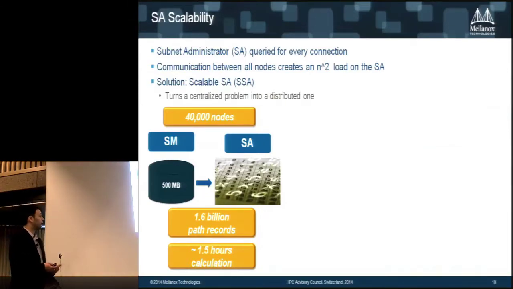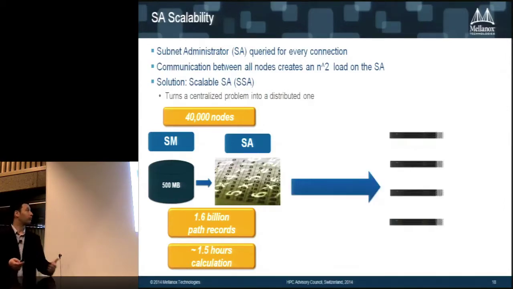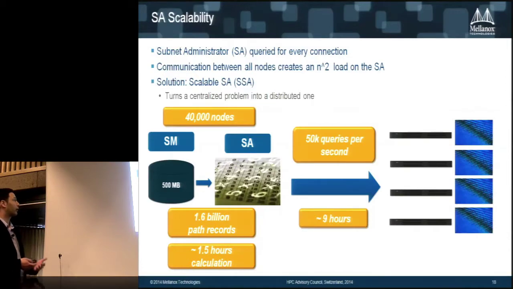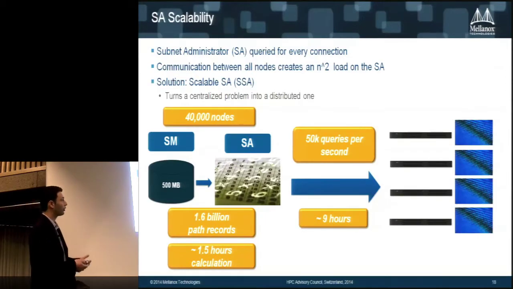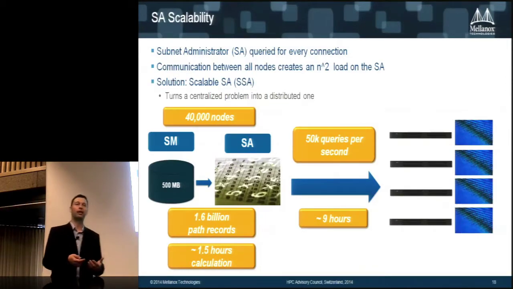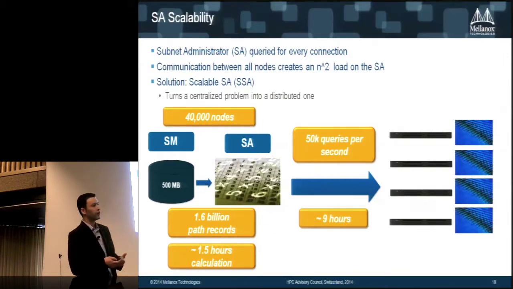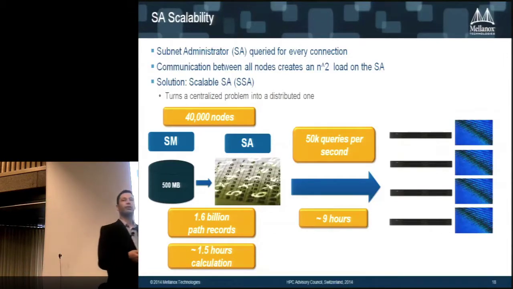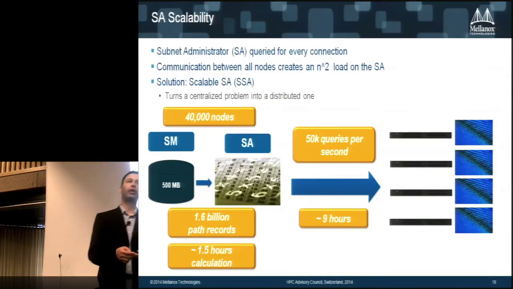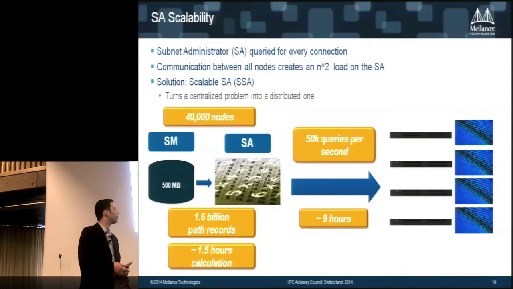So calculation only takes 1.5 hours. And responding to them, assuming some rate of a single host, a rate of 50K queries per second, is going to take 9 hours. So this is completely unacceptable. So what we came up with is an approach that takes this n square problem and makes it just linear, just with the number of nodes.